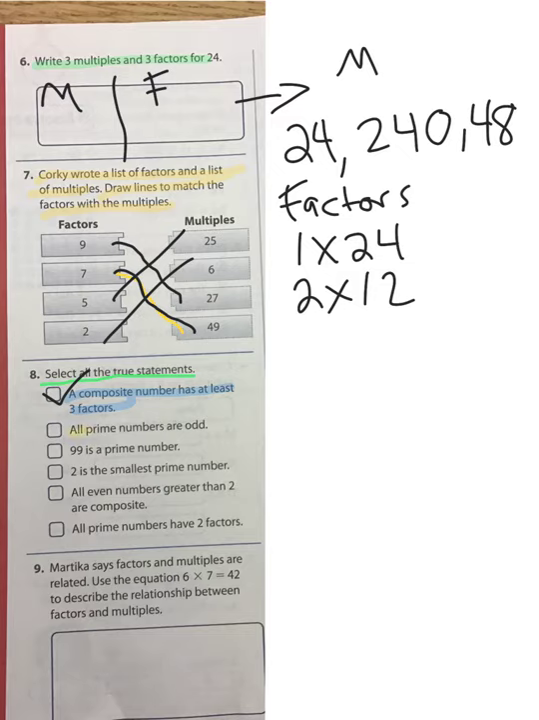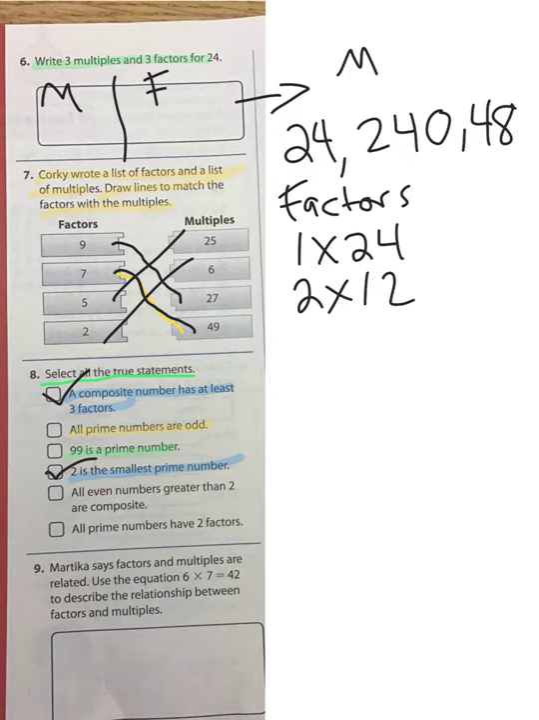It says, all prime numbers are odd. Well, that is not true, because I know a prime number that is not odd, and that one has more than 2 factors. The third one, 99 is a prime number. Well, I know that's not true, because 9 plus 9 is 18, and 18 is a multiple of 3, so 3 would be a factor. The next one, 2 is the smallest prime number. That is definitely true. 2 is the smallest prime number and the only even prime number.